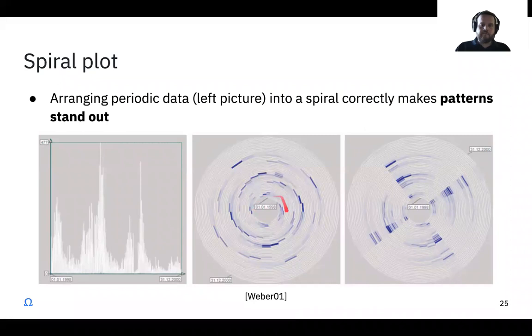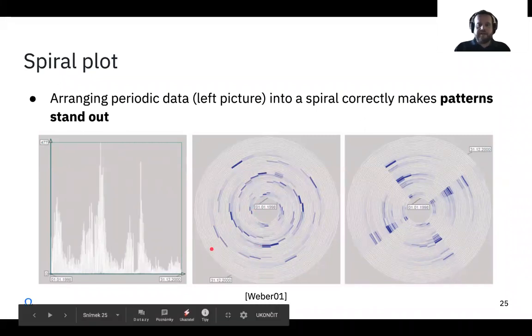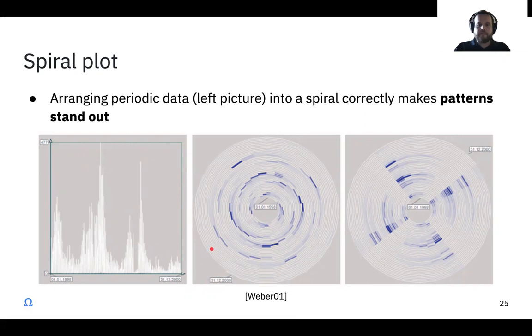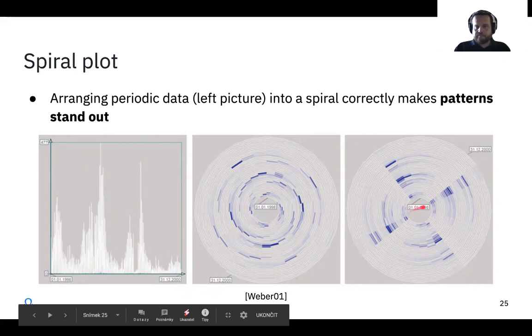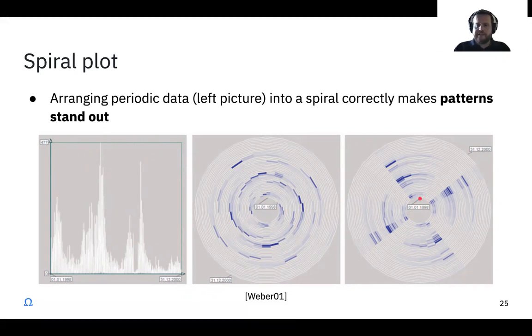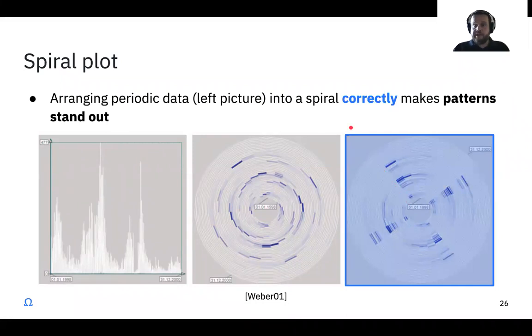So this is probably an incorrect ordering, because here we don't see any seasonality at all. But here, if we order it such that these basically become weekly patterns, then we can see that there are strong weekly patterns in this plot. So what is really important is that we have to arrange the periodic data correctly. So we need to find the correct period if we want to use a spiral plot and convey some kind of message. So spiral plots are usually good if we are trying to convey some kind of message.